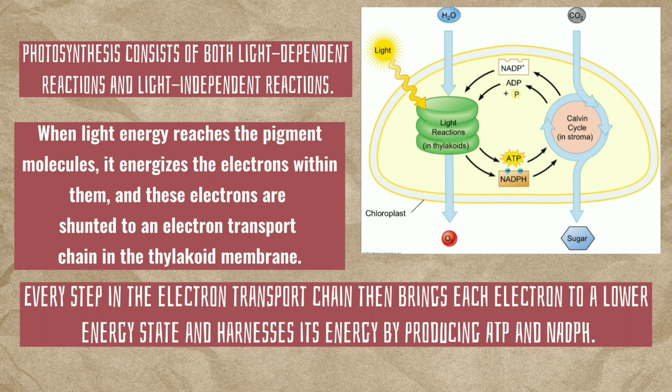Photosynthesis consists of both light-dependent reactions and light-independent reactions. When light energy reaches the pigment molecules, it energizes the electrons within them, and these electrons are shunted to an electron transport chain in the thylakoid membrane. Every step in the electron transport chain then brings each electron to a lower energy state and harnesses its energy by producing ATP and NADPH.